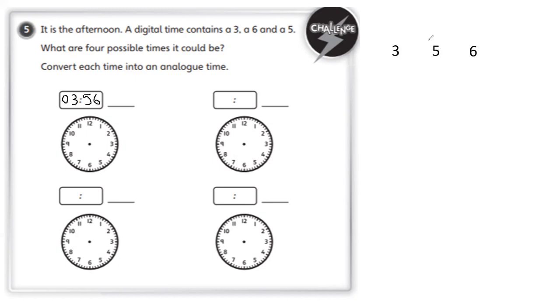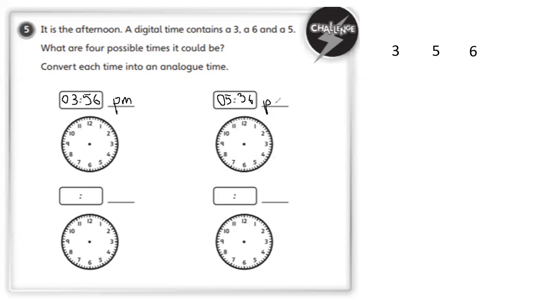So now I'm going to move on to having the 5 as the hour. So I'm going to put 05 here. Okay, because it's a 12-hour clock, and because it's the afternoon, it would say PM, and we need to put that in so we're clear. So a 5. So now I'm going to use my other digits for the minutes, and I can put 36 in. So I can have 05:36. That works really well.